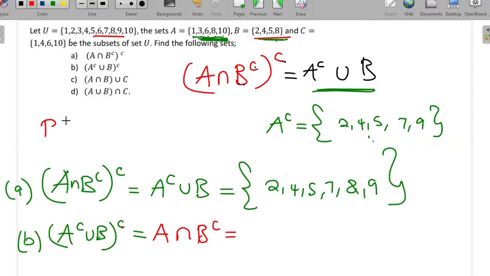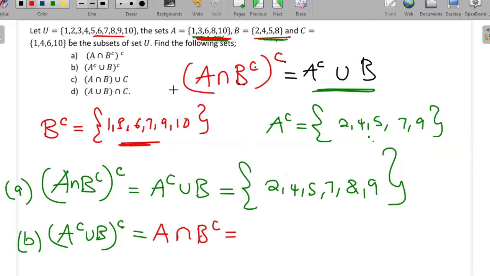So let's write the B complement here. B complement is just all the elements that are not in B but are in the universal set. B has 2, 4, 5, 8. So 1, 3, 6, 7, 9, and 10 will be in the complement because they are not part of B. That would be my B complement. Now I'm intersecting the B complement with the set A.